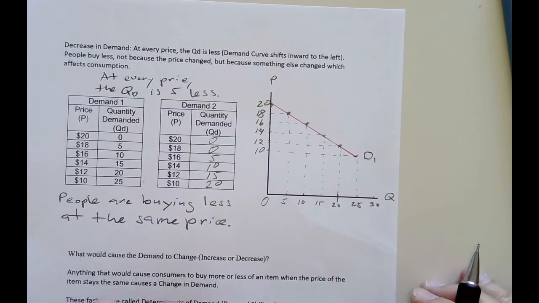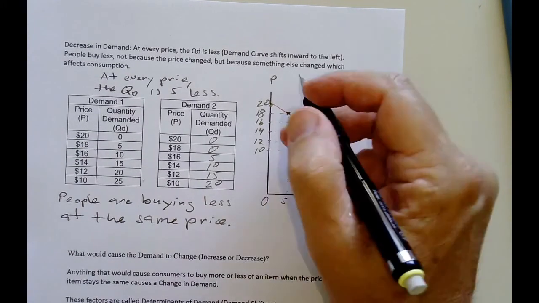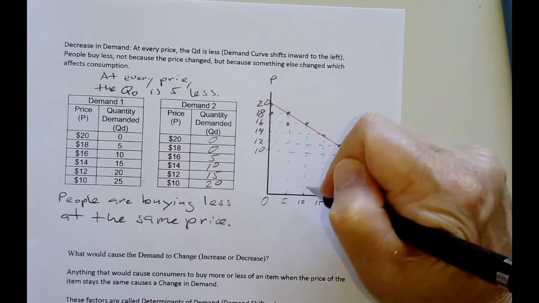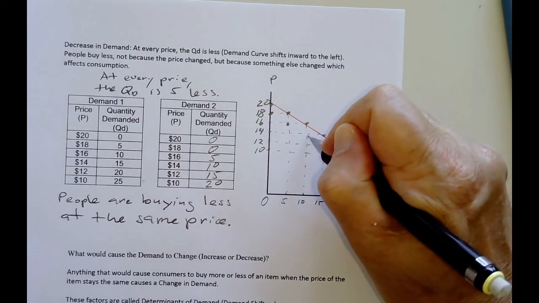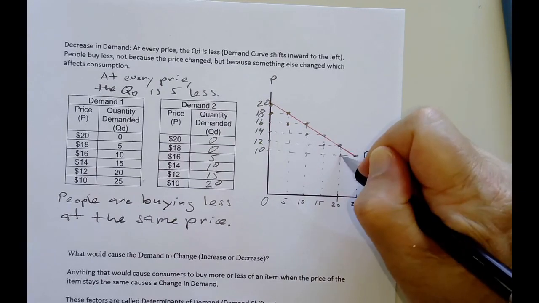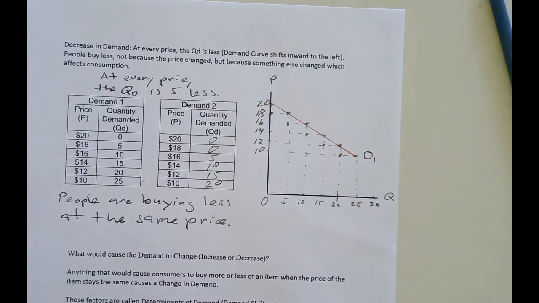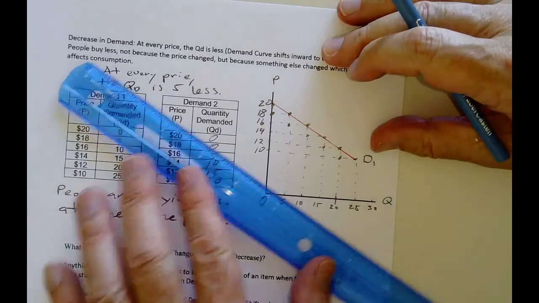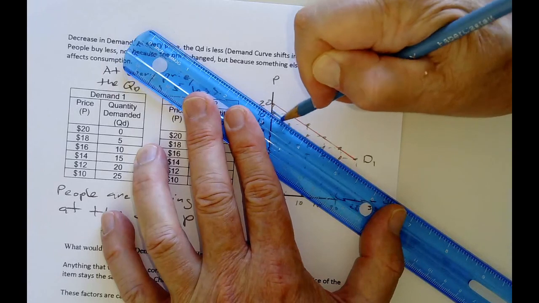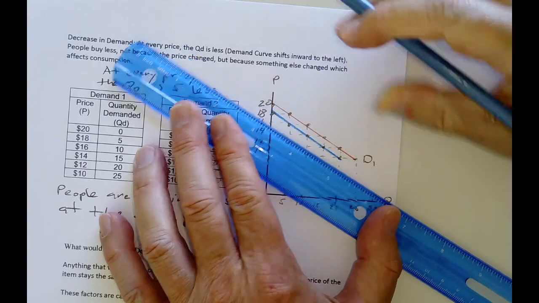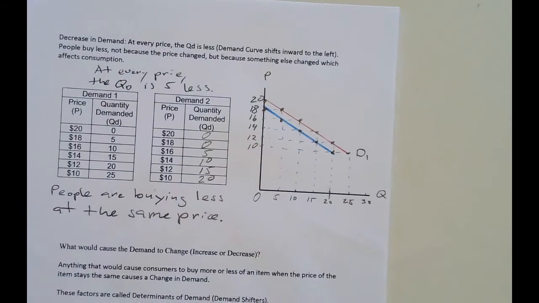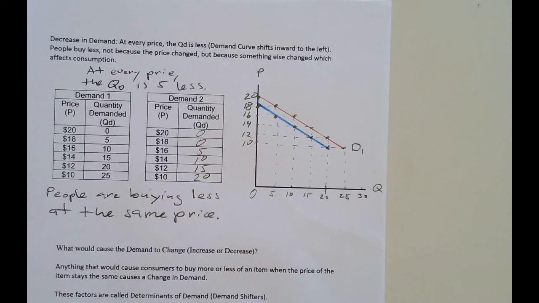So plot those points. At $18, it's now 0. At 16, it's now 5, right there. At 14, it's now 10. At 12, it's now 15. And at 10, it's now 20. Get out my blue pencil again. Draw these points in. And what we have there is a decreased demand.